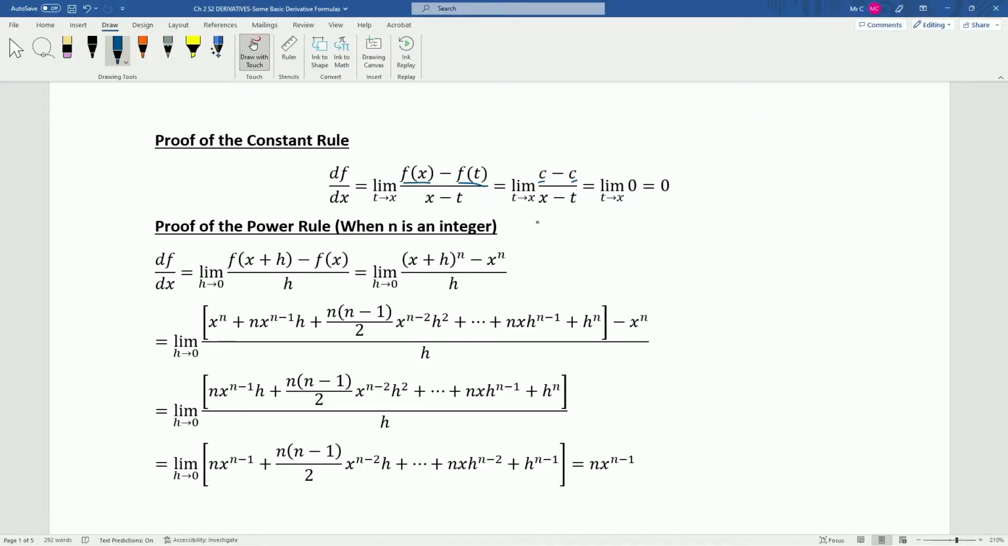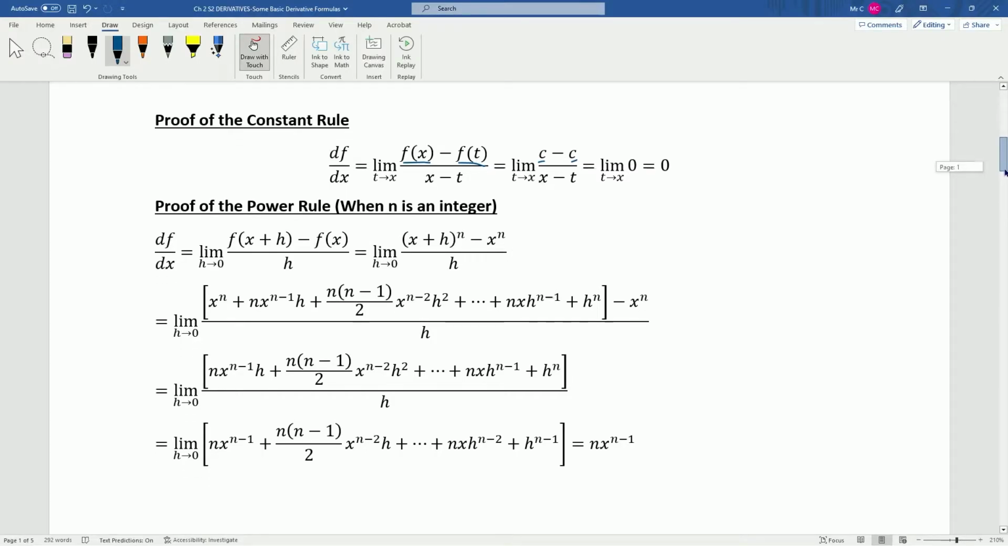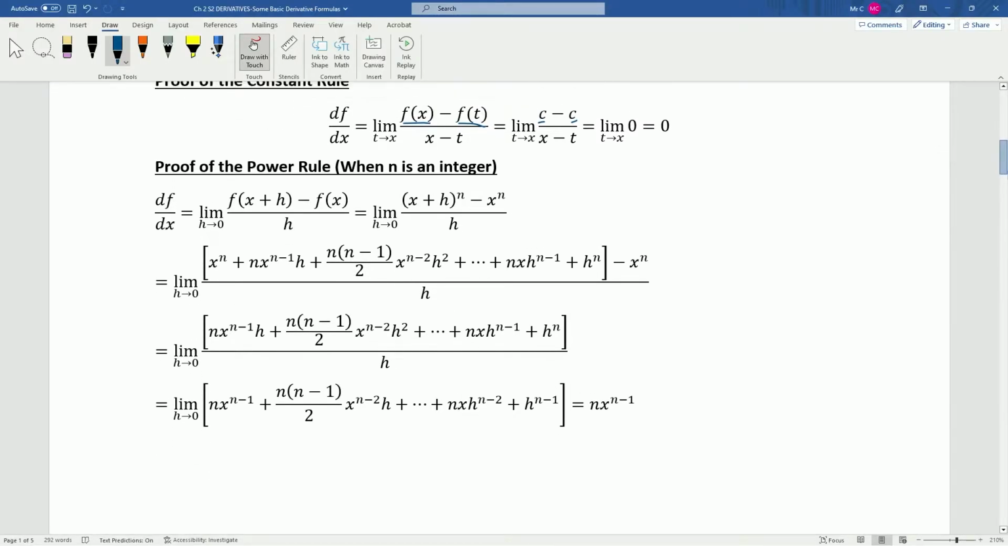Okay, now we'll look at the proof of the power rule, but the proof that we're going to do here only actually works when n is an integer. When we have some more advanced tools later in the course, we're going to see a different justification that shows why this rule works for all real numbers.